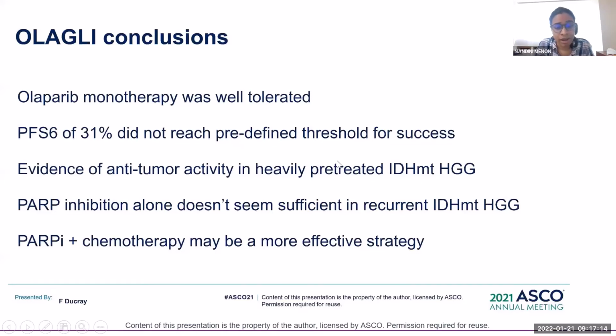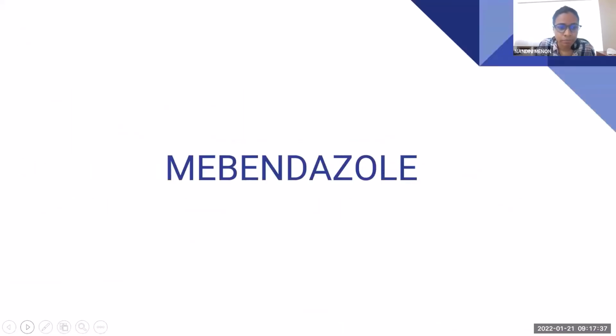They said it might have some activity in heavily pretreated IDH mutant high-grade gliomas, but it was not sufficient as a single agent therapy alone in this group of patients. So they suggested that combining it with chemo might be a more effective strategy, but we still have to wait for results if any such trial is ongoing.